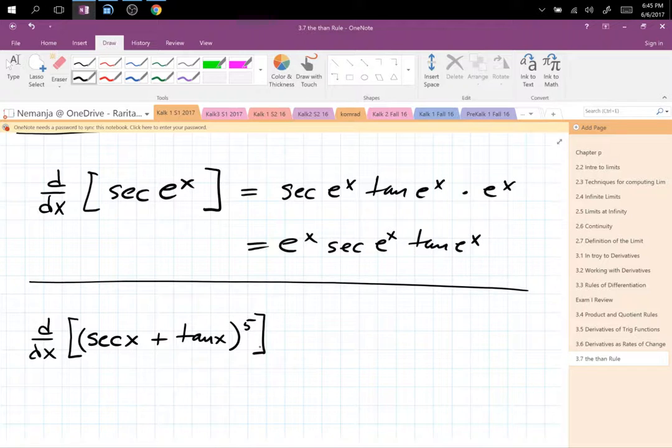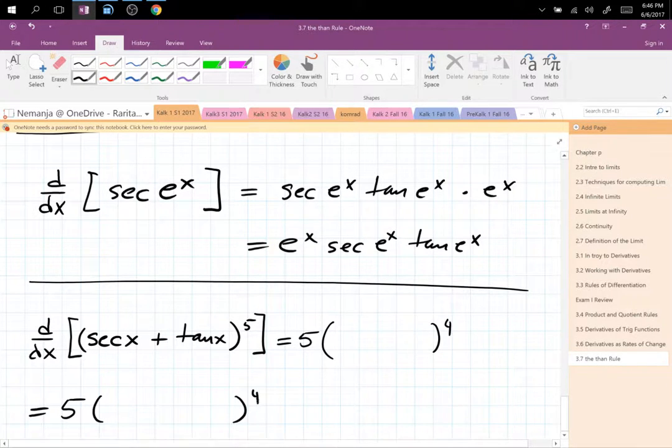So where do we start? The sum rule. No. What's the boss function? X to the fifth. So we go 5 mess to the fourth times the derivative of the mess.